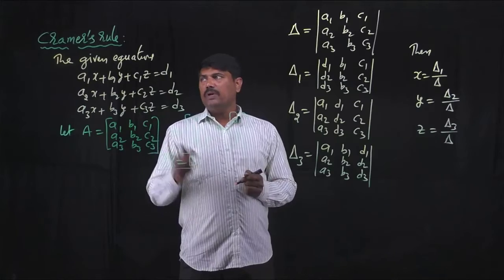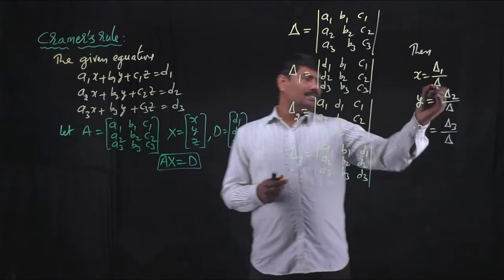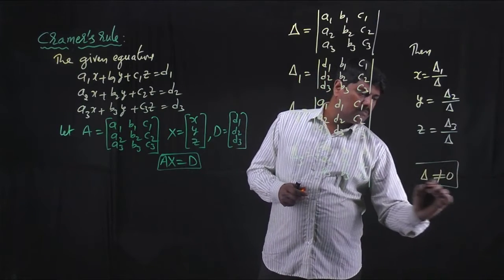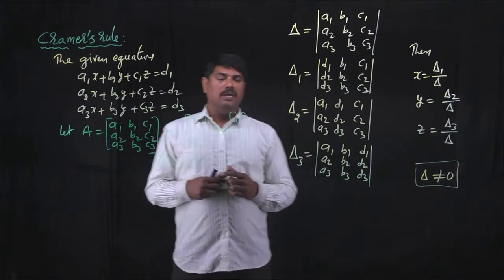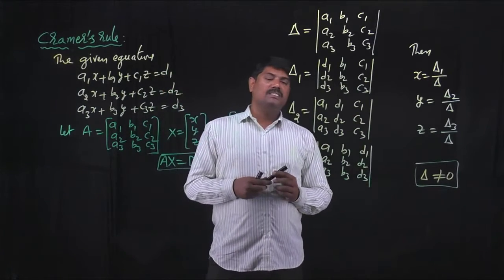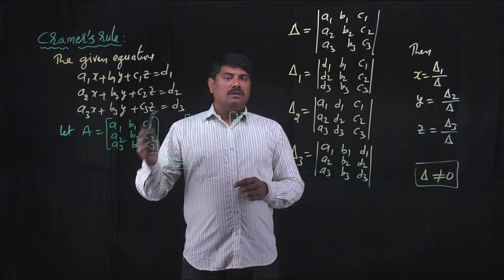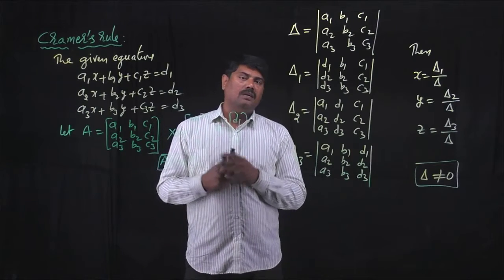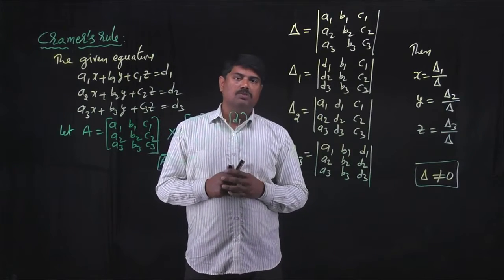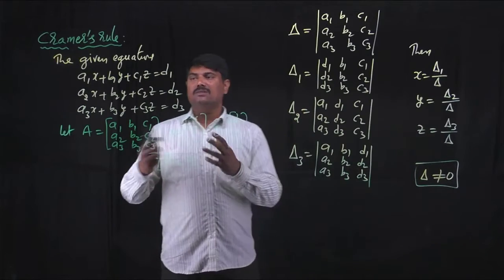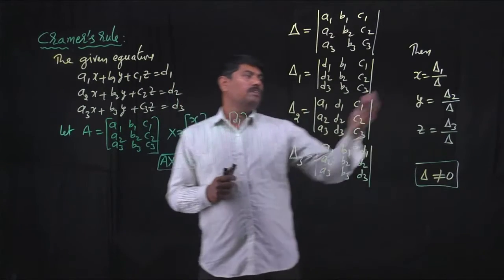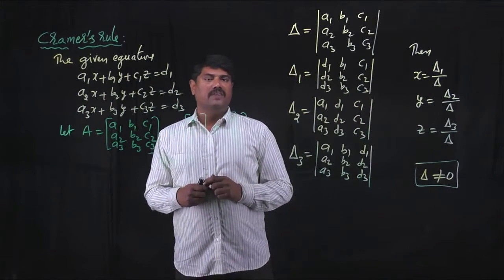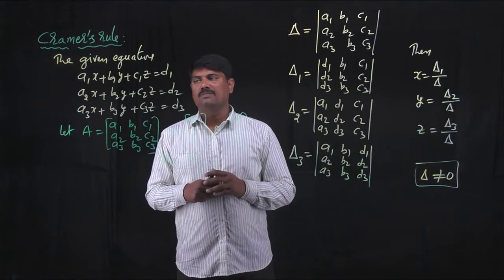To solve the equations using Cramer's rule, since delta is in the denominator, delta must not be equal to 0. Remember, this method is possible only if the coefficient matrix determinant is not equal to 0. That means A must be non-singular; only then can you apply Cramer's rule to the given equations, otherwise you cannot use Cramer's method to find the values of x, y, z. All values become undefined, since delta is in the denominator. If it is 0, you cannot find the solution.